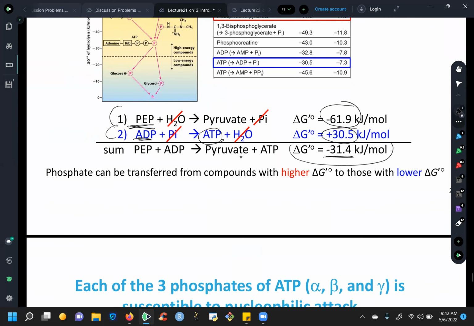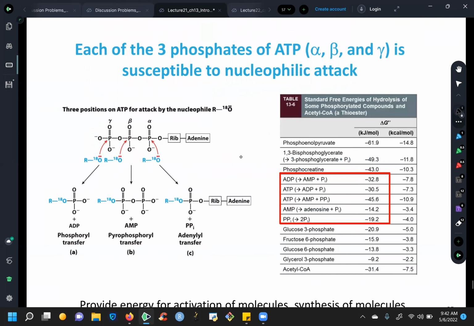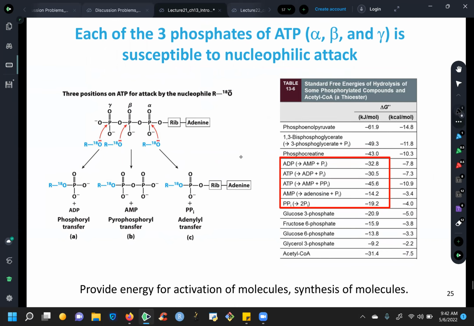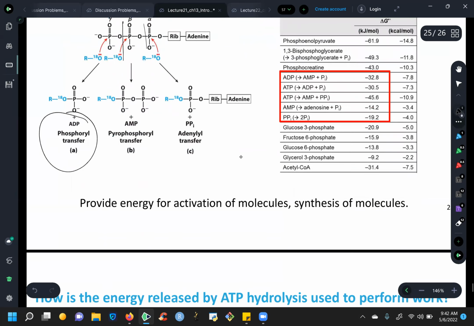So yes, phosphate can be transferred from compounds with higher delta Gs to lower delta Gs. Each of the 3 phosphates of ATP, alpha, beta, and gamma, is susceptible to nucleophilic attack. So you can actually break all of these, but the third one gives you the most energy.